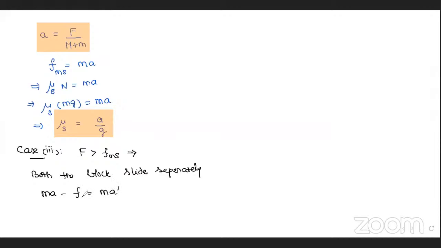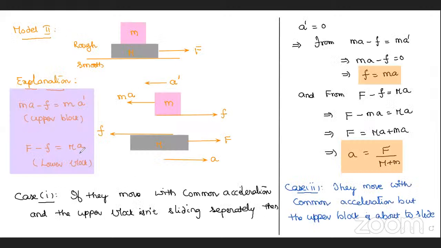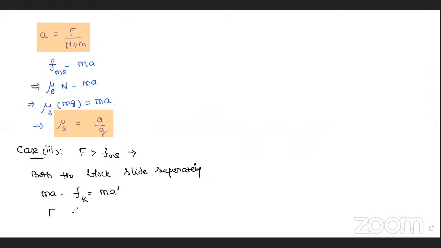But here I write this time confidently Fk. Why? Because it is sliding. And number 2, F minus Fk is equal to Ma on the lower block. Capital Ma on the lower block. And here also confidently write it is Fk, where Fk is, I think you don't have any doubt here, mu k into N, N is Mg. That's it. Over.